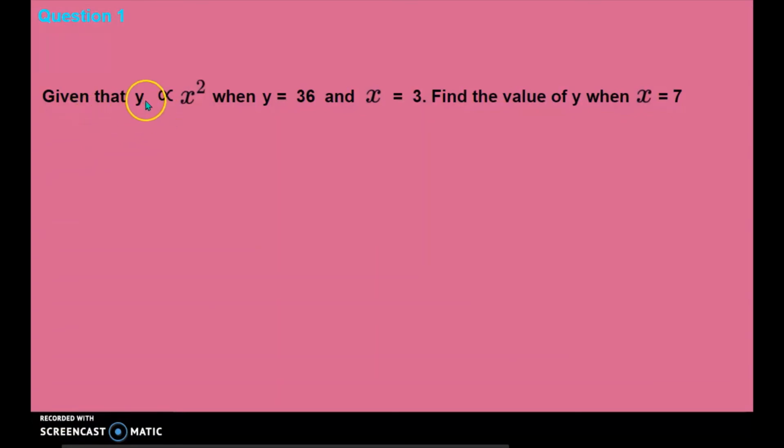Given that y is proportional to x squared, when y is equal to 36 and x is equal to 3, find the value of y when x is equal to 7. You can pause the video to try this question.